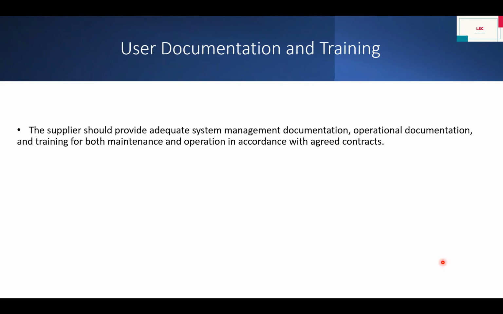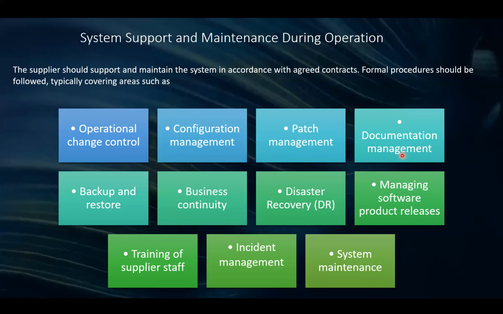Now, user documentation and training. Yes, the supplier should provide adequate system management documentation, operation documentation, and training for both maintenance and operation in accordance with the agreed contract. Whatever the contract you are giving, what are the admin rights, how can we maintain that, all the training related and effectiveness of training is important here. Now, system support and maintenance during operation. So the supplier should support and maintain the system according to the agreed contract. What is the contract you have?